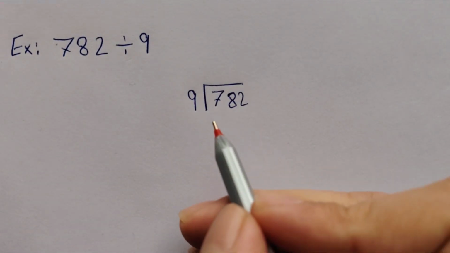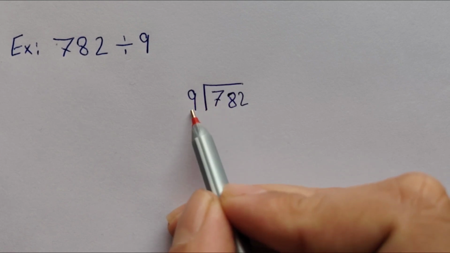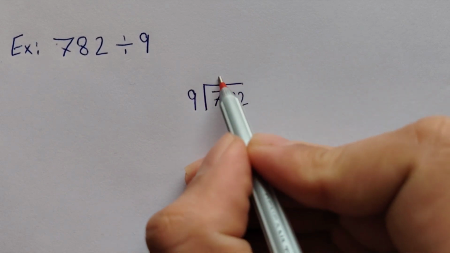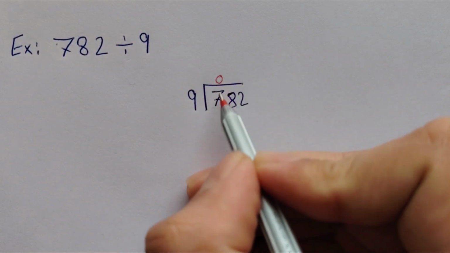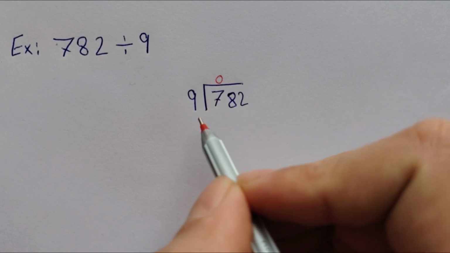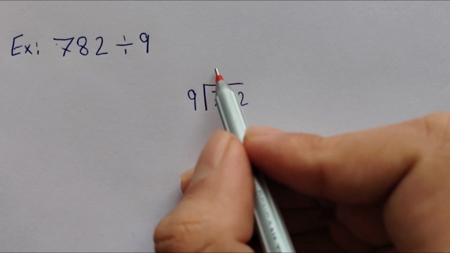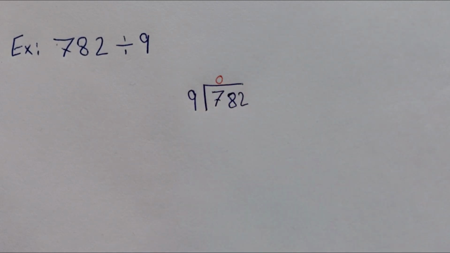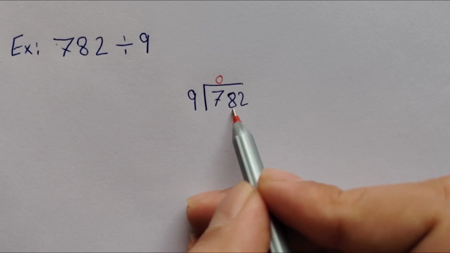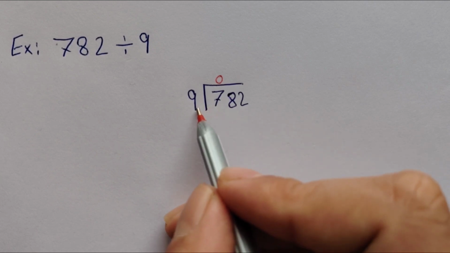Now I'll do the same steps. 7, one digit at a time, because our divisor is one digit. 7 divided by 9, we cannot, so we write a 0 above the digit that we cannot divide. Why do we do that? Because we don't want to mix it, and when we divide 78, we don't want to write the answer above the 7. Then we take the next digit, which together will be 78. Now 78 divided by 9.